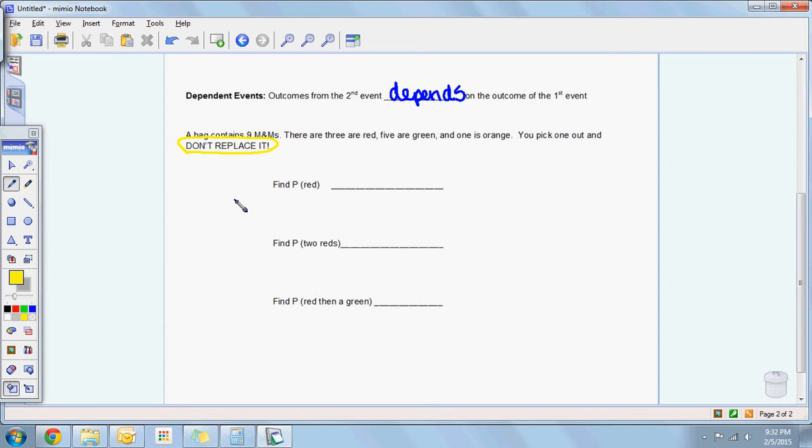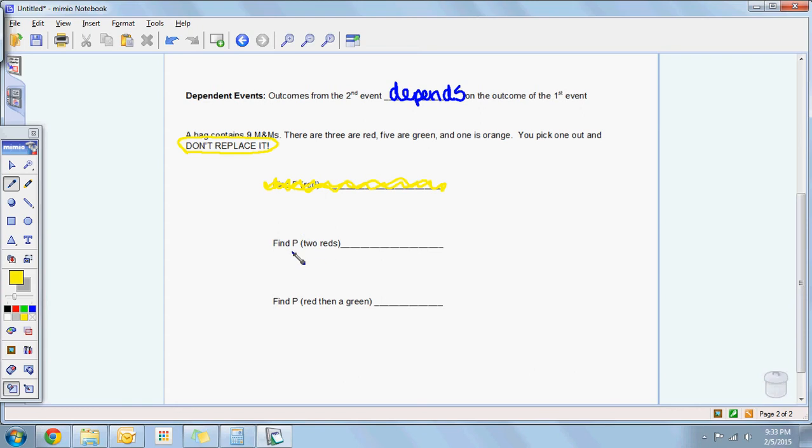If you are doing 2 things, like you're picking 2 items out of a bag or 2 cards out of a deck of cards, and you don't replace that first card, that's going to be a dependent event, because whatever you get the first time affects what you're going to get on the second pick. Okay, so I'm going to have you guys cross this one out. You guys don't have to do this. This is a review from yesterday. So we're going to jump right down to example number 2.